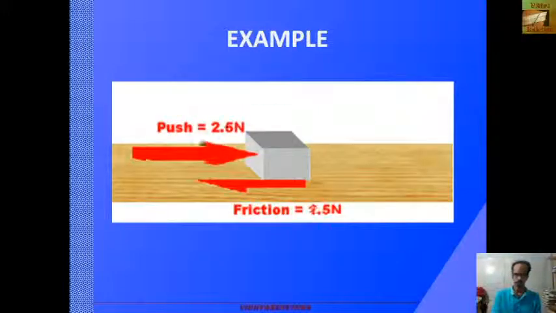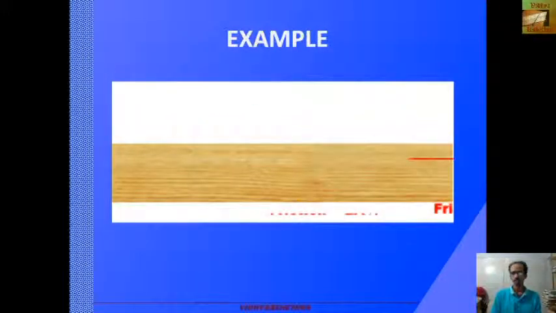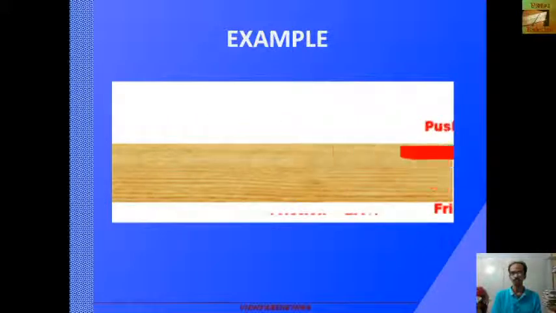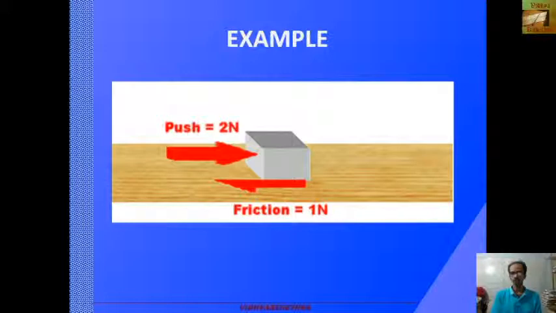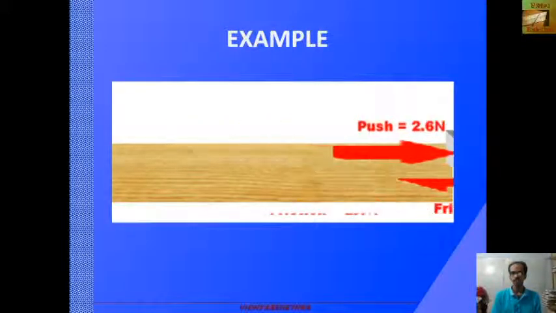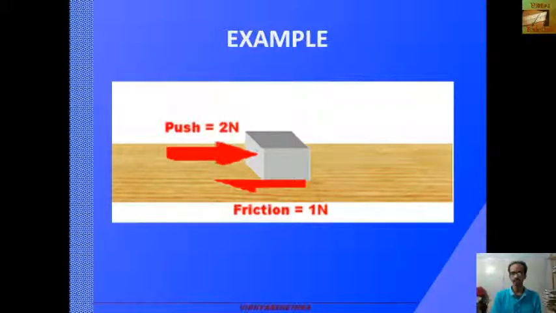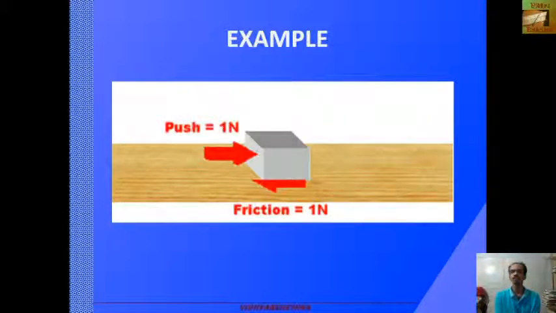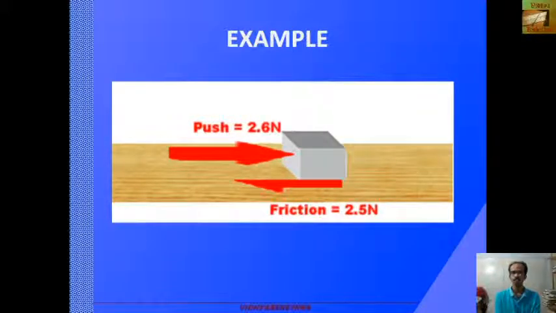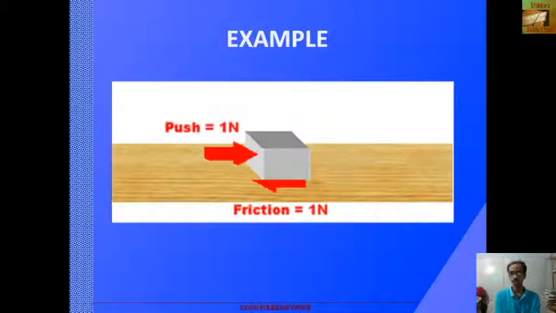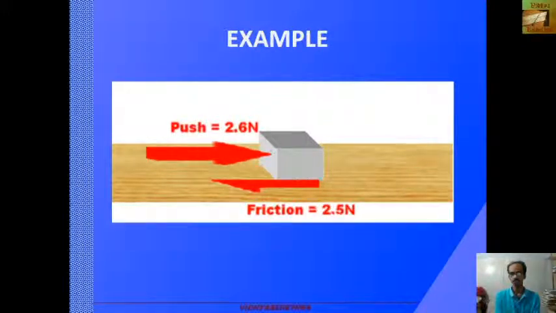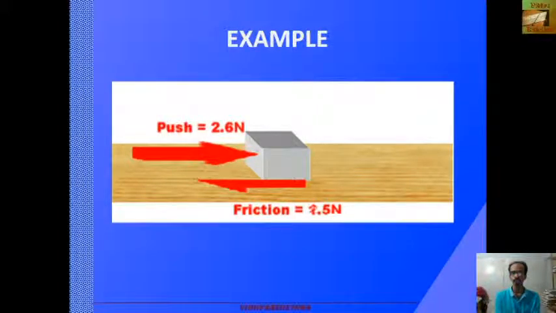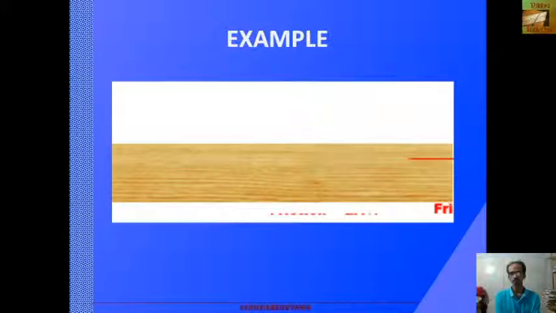Now, example. In this figure, a body is pushed along the surface of a table. As we can see, the body only comes into motion when the force of push is greater than the frictional force between the body and the surface of the table. The frictional force is always acting opposite to the direction of the push. So when the force of push exceeds the frictional force, the body is pushed along the direction.